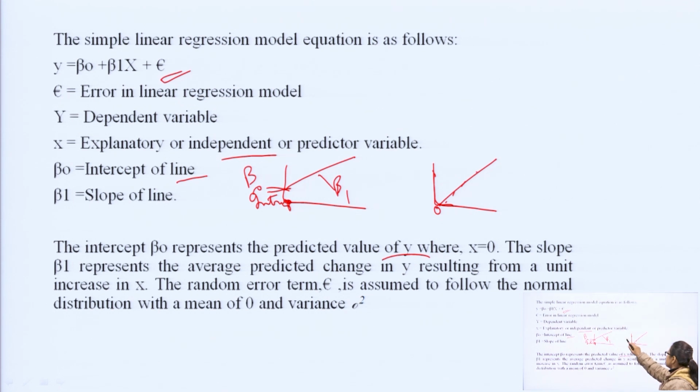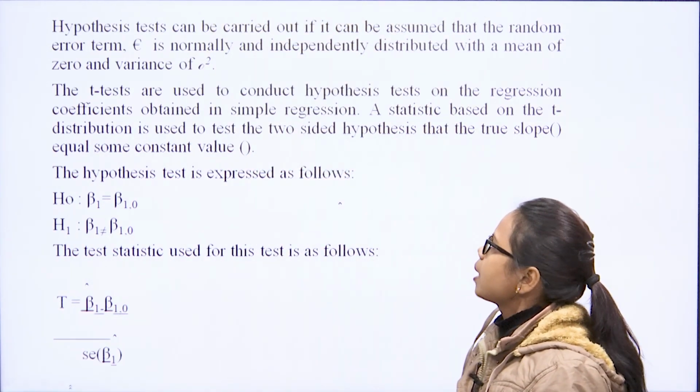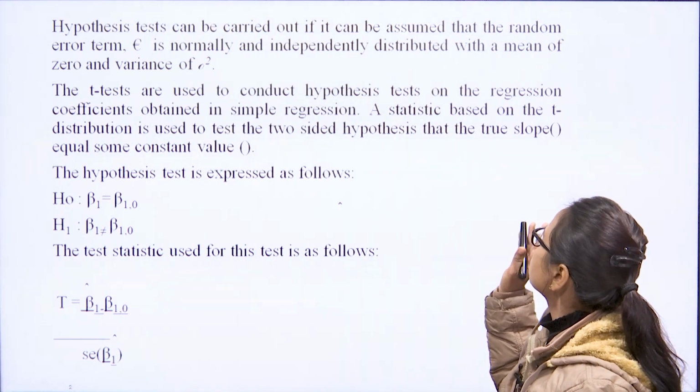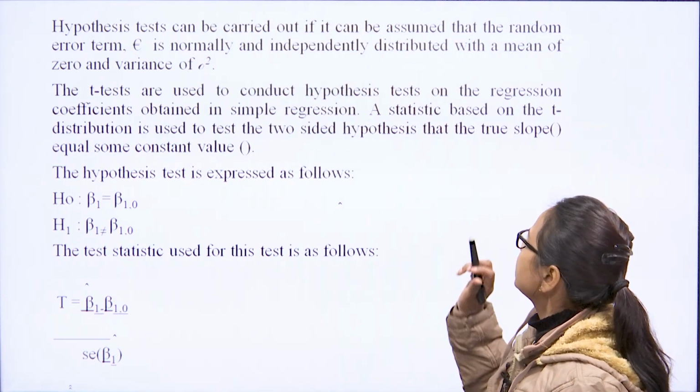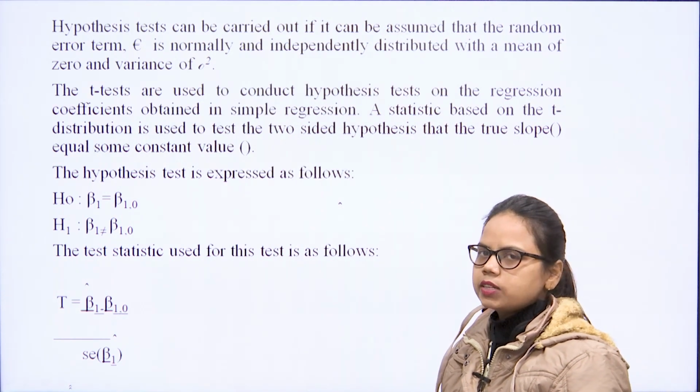As it increases, we can predict the value of y like this. The random error, as this term is known, is assumed to follow the normal distribution with a mean of 0 and variance of sigma squared. Hypothesis tests can be carried out if it can be assumed that the random error is normally and independently distributed with a mean of 0 and variance of sigma squared.